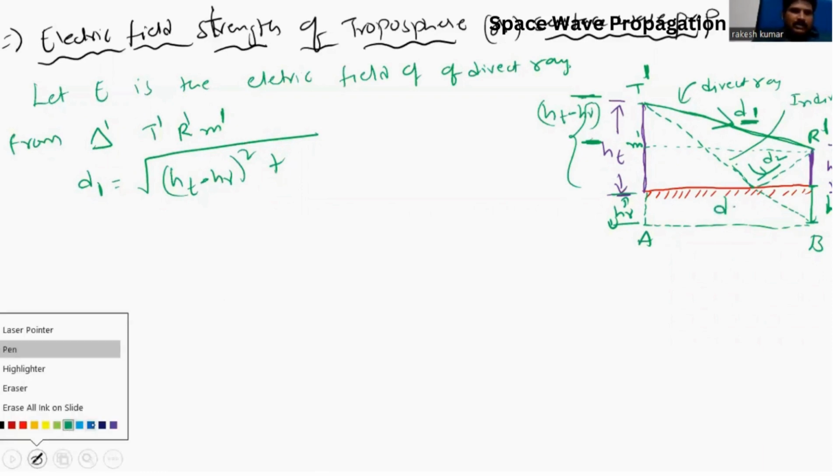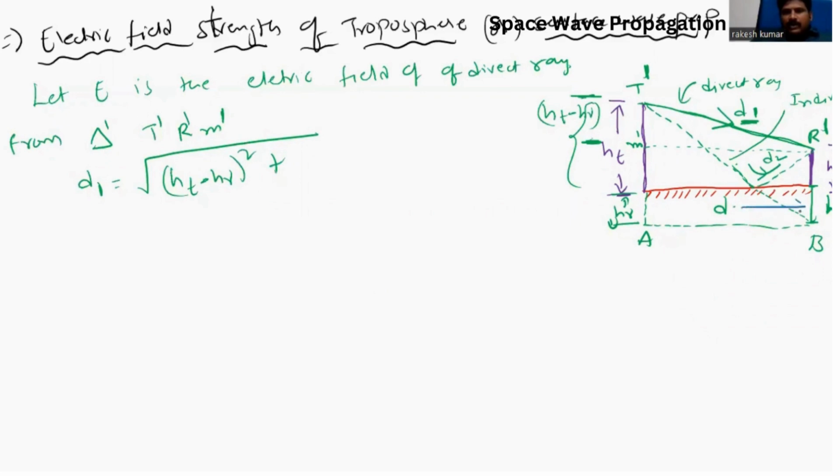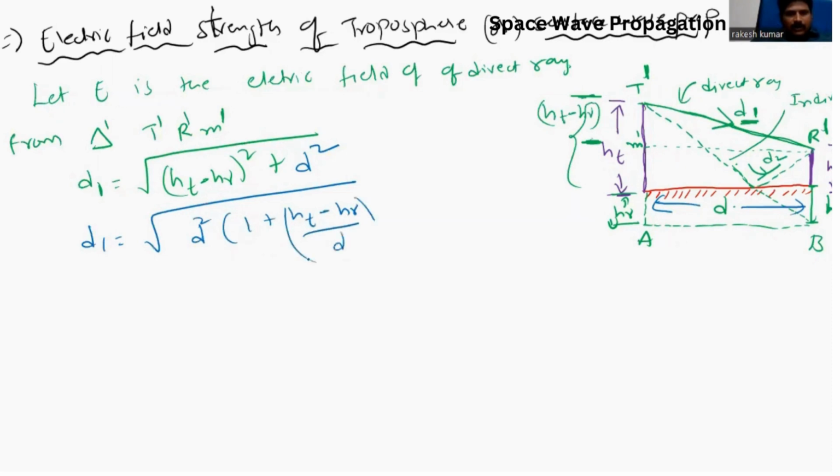Let us consider the separation distance between the transmitting antenna and receiving antenna is D. So D1 is equal to root of (HT minus HR) whole square plus D square. If I take D square as common, it is 1 plus (HT minus HR by D) whole square. The same thing I can write as D1 is equal to D into (1 plus (HT minus HR by D) whole square) to the power 1 by 2.